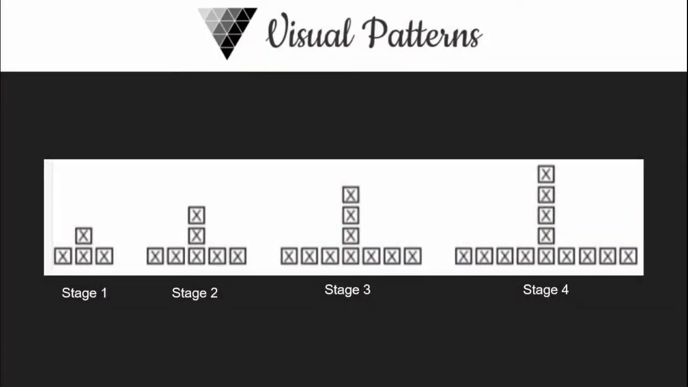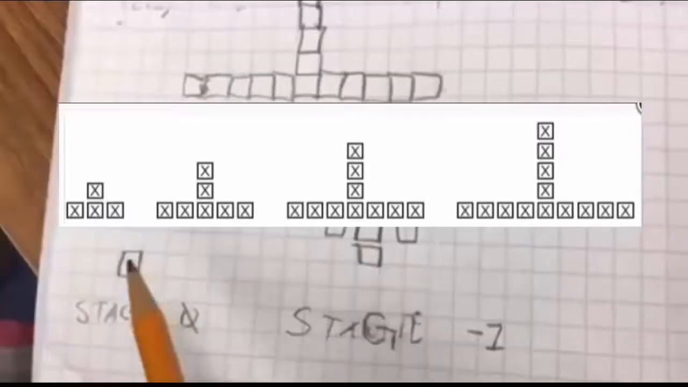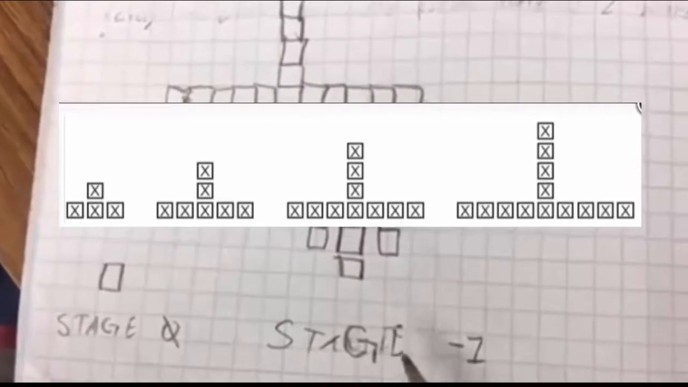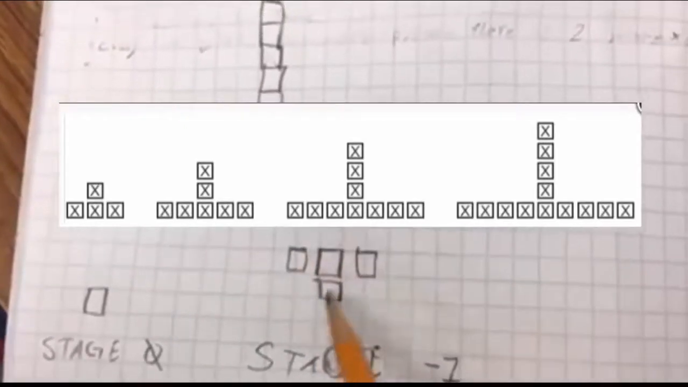Students were next presented with this different linear pattern from visualpatterns.org, and not only were they asked to determine stage 5 of this pattern, but they were also asked to work backwards and determine stage 0 and stage -1. In the following clips, students explain the recursive process they use to obtain these stages of this pattern.